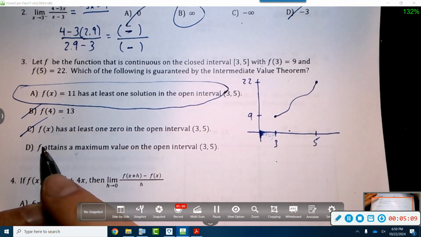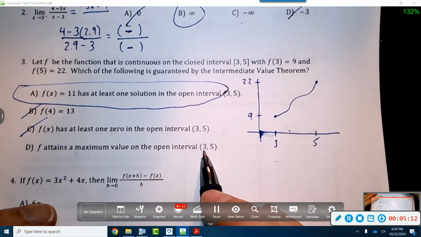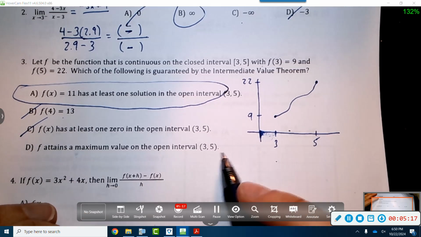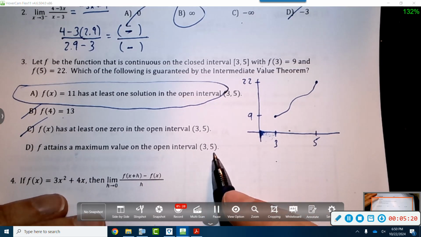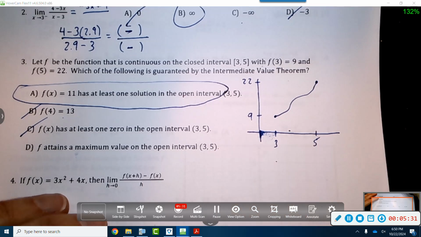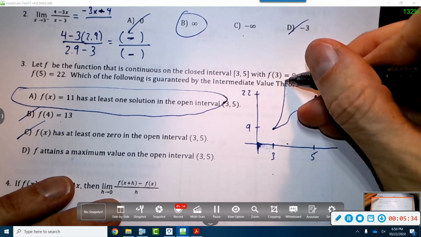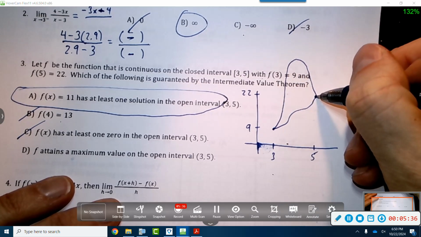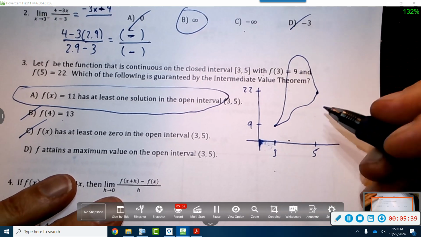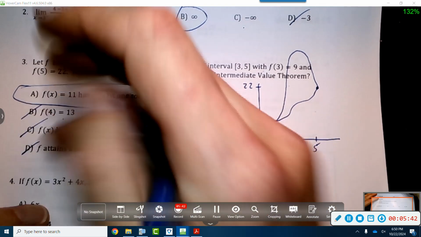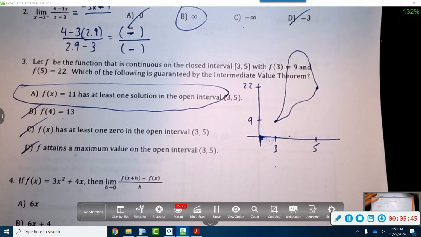All right, what about f attains a maximum value on the open interval 3 to 5? Well, it looks like we don't know. We can't guarantee that because 5 is the highest, but we're not allowed to actually go up to it. We don't actually know the maximum value here, okay? Guaranteed by the IVT. Now what could happen is this guy goes up and then does that, okay? So we're not guaranteed anything as far as maximum values go. In fact, the IVT doesn't even talk about maximum values. So that's a no-no.